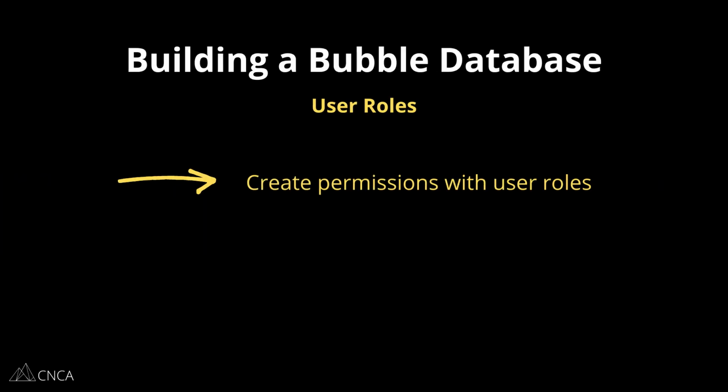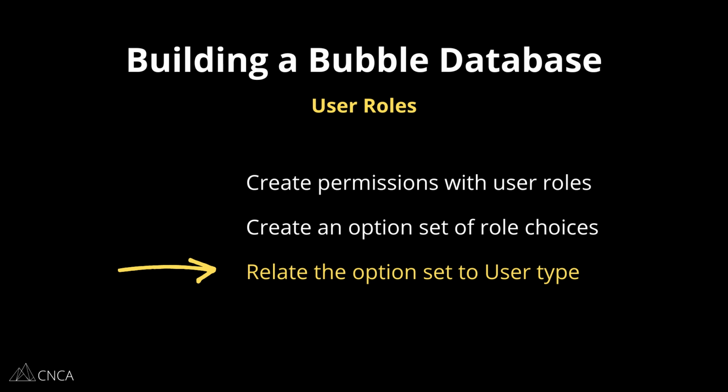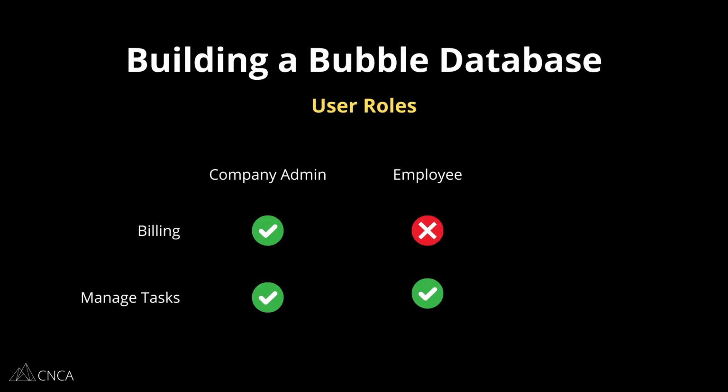Now that you have your data structure going, you'll want to be mindful of a few settings and concepts to help support that structure. First, user roles. Many applications across a variety of industries will need to create some kind of user role system to identify permissions. I recommend setting up an option set for the possible roles and then relating that to your user type. From here, you can reference a user's role to help you create conditions in your workflows and designs. For example, a company admin may have access to billing functions in your design, whereas those functions are hidden from users with the role of employee or guest.